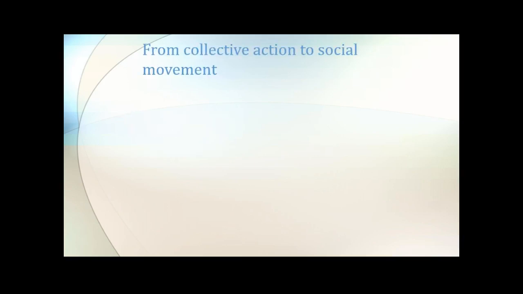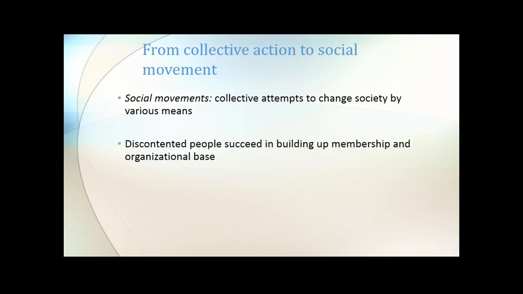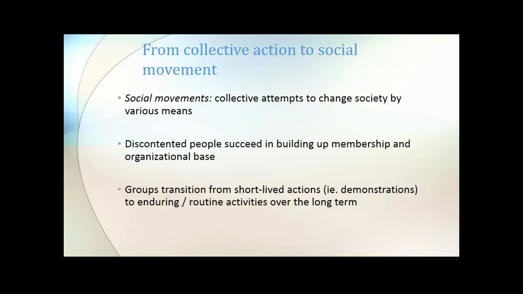Social movements essentially represent the transition of collective action into organizational forms that are focused on changing society. Generally speaking, a social movement emerges when a group of people reach a critical mass in terms of their membership and their organization. Over time, we see social movements transition from one-off events, such as demonstrations, to more enduring and routine activities.